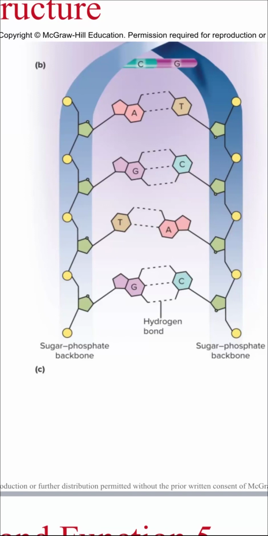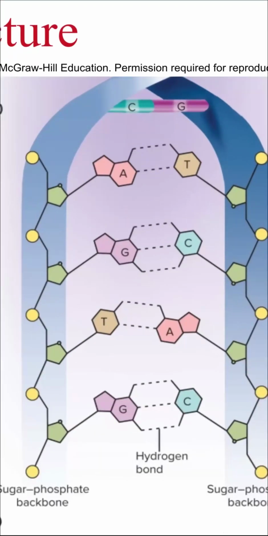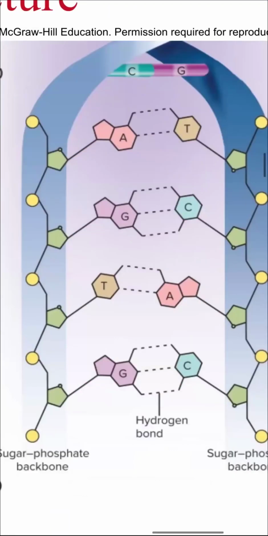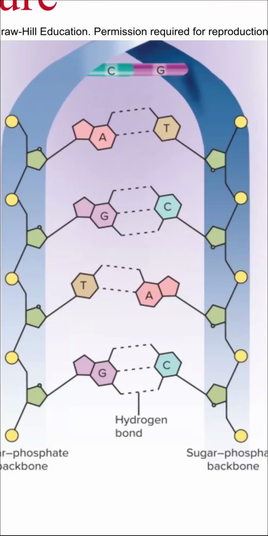Now, the bases right here stick out of the middle. Adenine sticks in the middle, guanine underneath it, thymine underneath that, guanine underneath that. The bases face each other. So on the other side, if we have adenine on one side, the other side has to be complementary, thymine. And the reason why adenine is always found with thymine is simple. Adenine and thymine maximize the number of hydrogen bonds. Guanine and cytosine maximize the number of hydrogen bonds.